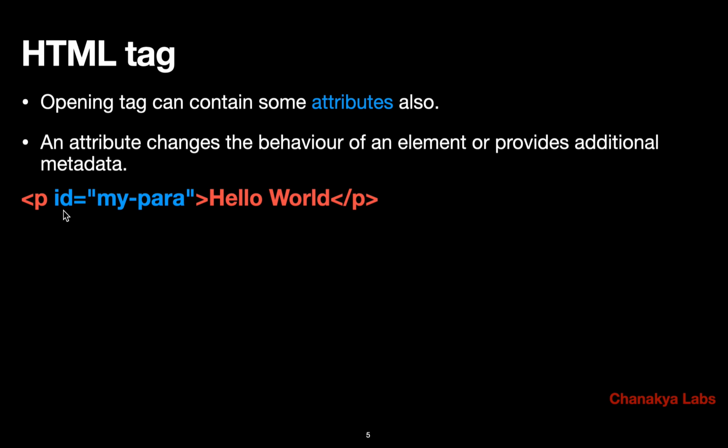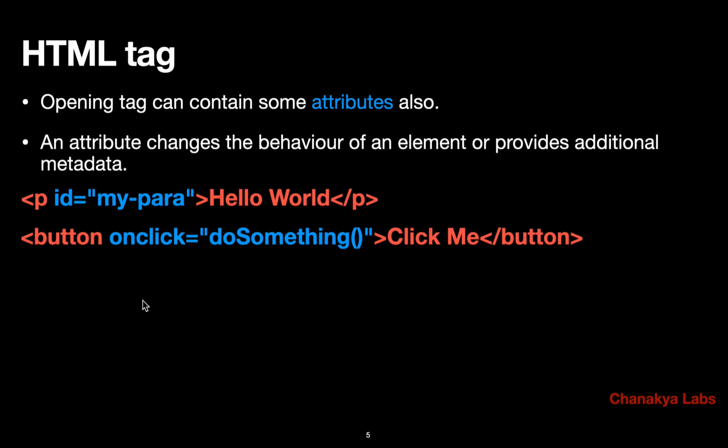ID is trying to provide some metadata about this paragraph, which means that if this paragraph has id my para, and some other paragraph has id something else, let's say xyz, then basically what we are trying to say is that these id attributes are providing some information, some metadata about this element or tag, whatever you say. So in that sense, we will see that these can be of many things.